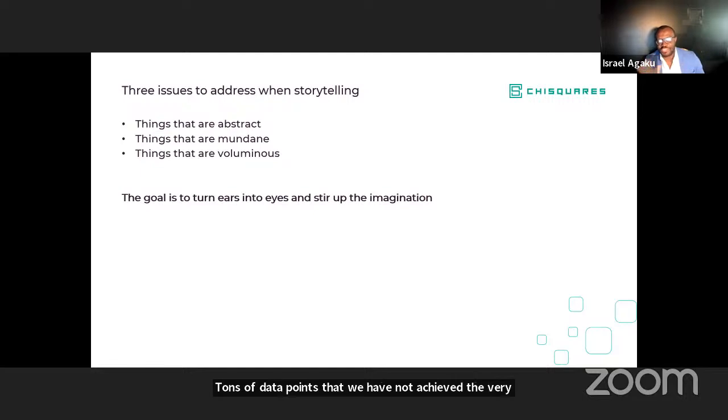So in all of storytelling, right, these are the three things that we want to achieve. We want to address things that are abstract, we want to address things that are mundane, and we want to address things that are voluminous. So the goal is to turn ears into eyes and to stir up the imagination of our readers.